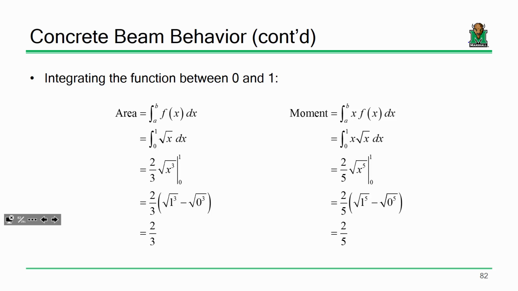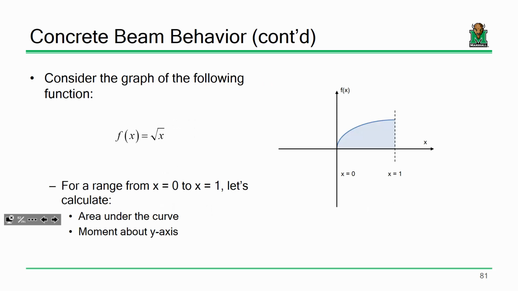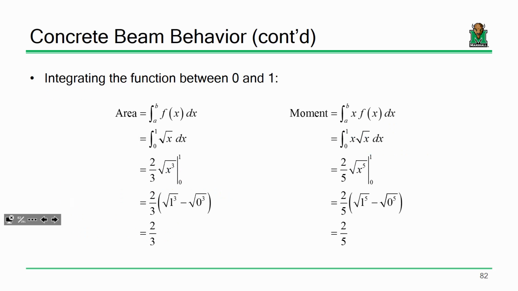Now the moment is just that area times the distance. We're talking about the distance from here out to here, which we're going to take as x, right? So to do the moment, we just do the same integral, only we tack an x inside that integrand. Go through and do the same thing, and we get a moment of 2/5, okay? So I propose that that curve has an area of 2/3 and a moment about the y-axis of 2/5. Everybody okay with that? Everybody good?